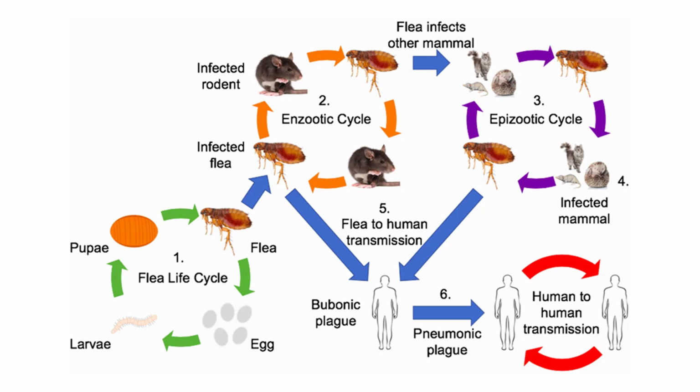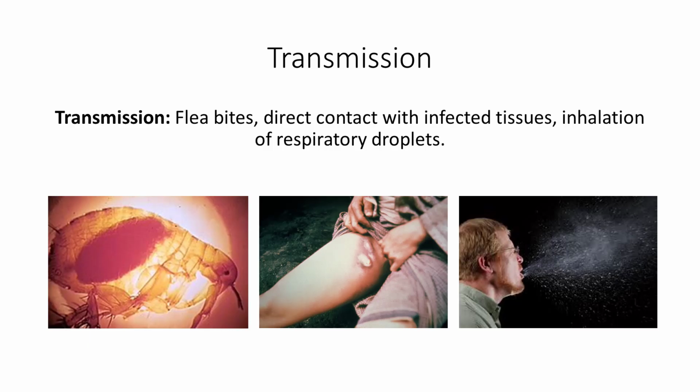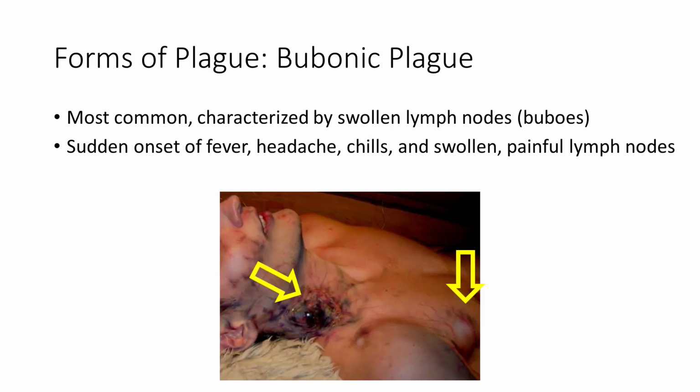Humans can get infected through flea bites that leave dead rodents and search for new hosts for blood meal. Humans can also get infected by consuming infected meat. But the pandemic form of plague that involves human-to-human transmission occurs through inhalation of respiratory droplets. Plague can manifest in various forms.